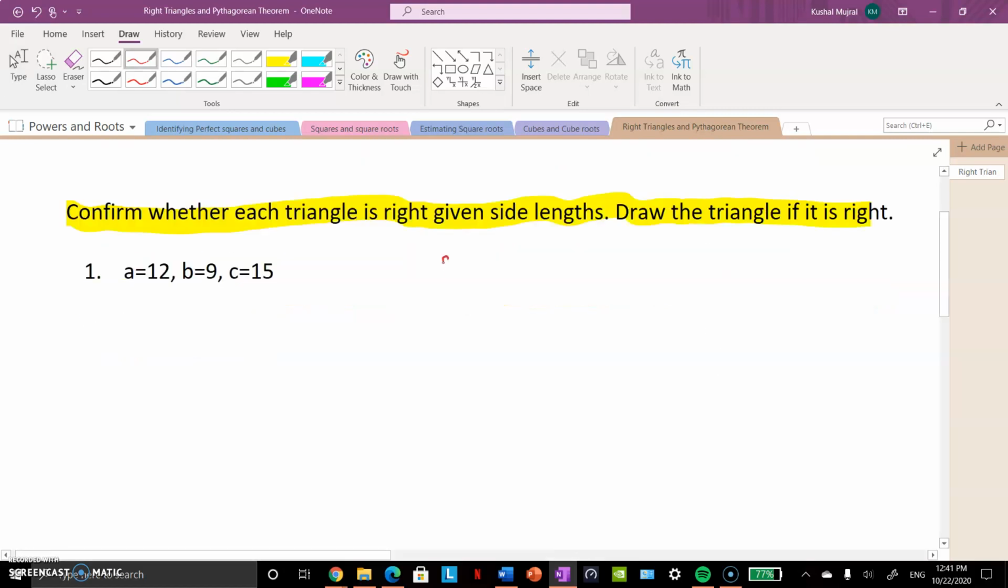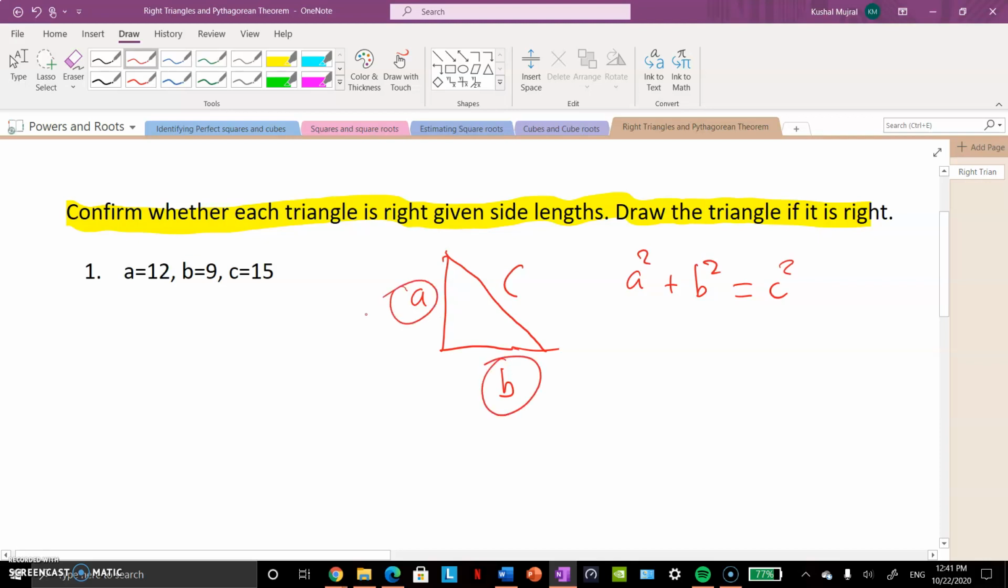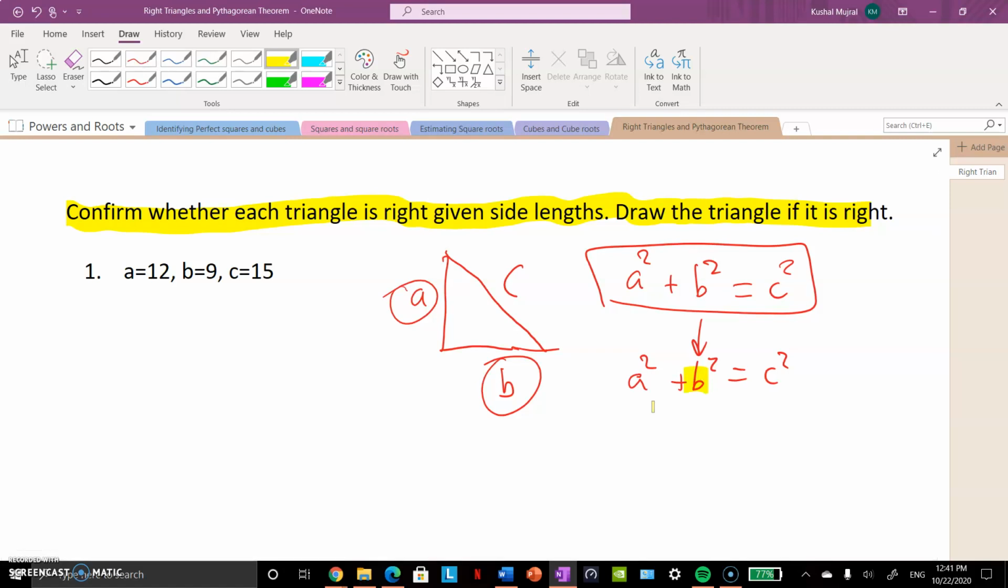Pythagorean Theorem states that for a triangle with side lengths A, B, and C, A squared plus B squared will be C squared. Okay? And say we were solving for the side B or for the side A, then we would just take this equation and rearrange it. So A squared plus B squared equals C squared. If we're solving for B squared, then we'd subtract A squared from both sides, and B squared equals C squared minus A squared.